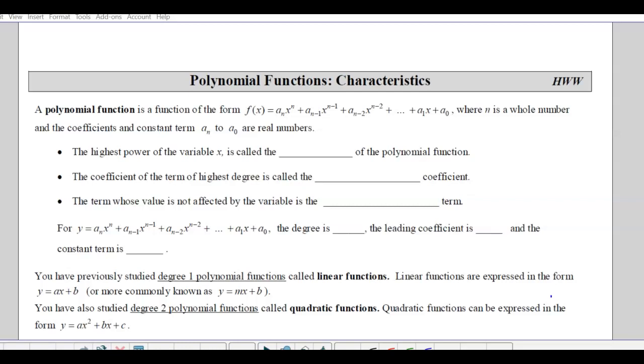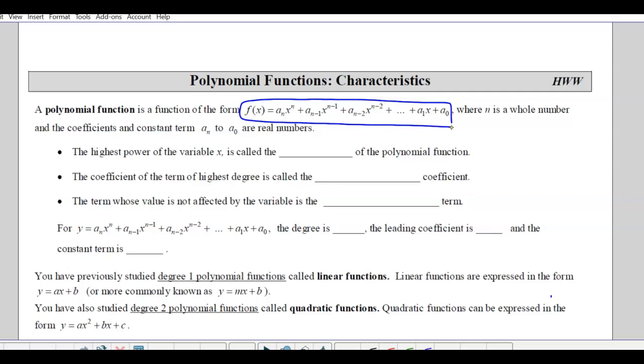Okay, so we're looking at polynomial functions, the characteristics of them. A polynomial function in simplified form looks like this. That looks kind of complicated, but take a close look. It's just got an x to the n, so if it's a degree 4, that would be x to the 4, x to the 3, x squared, x, and a constant. And each a is just the coefficient of that particular term. So the a's are just the coefficients of each term.